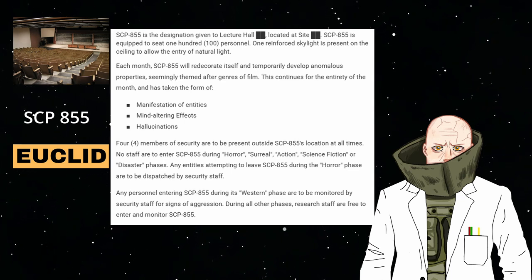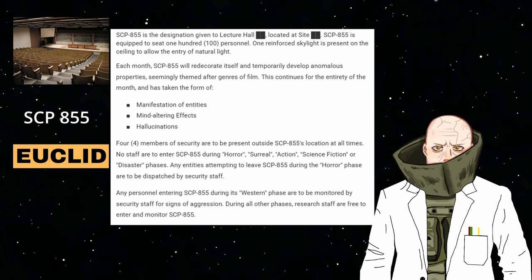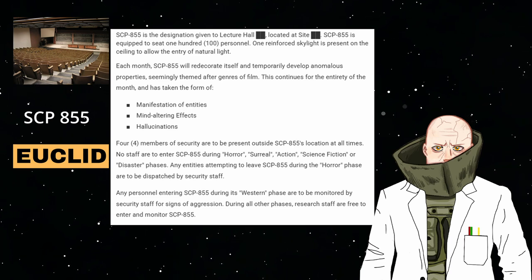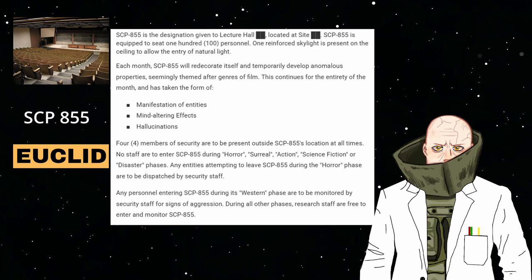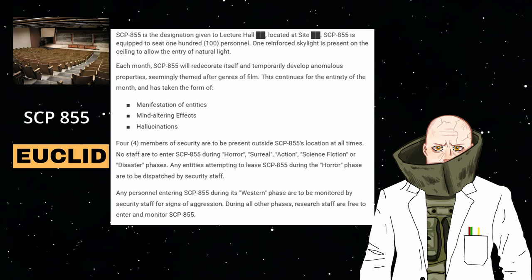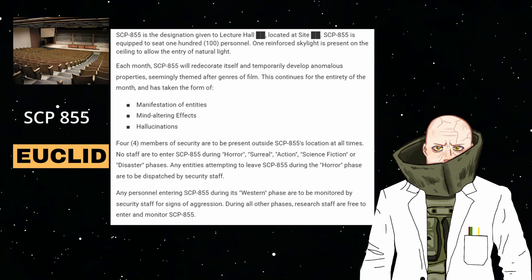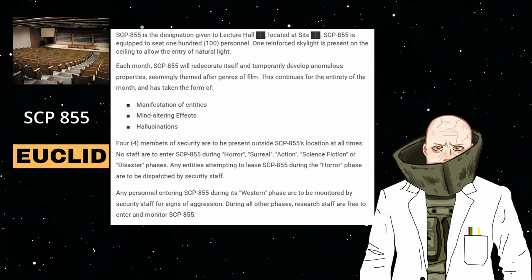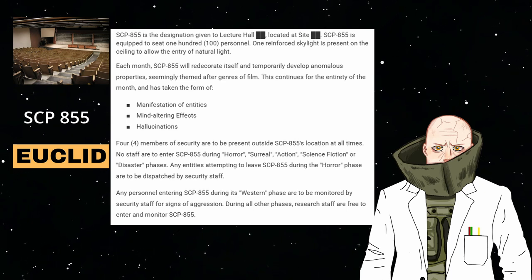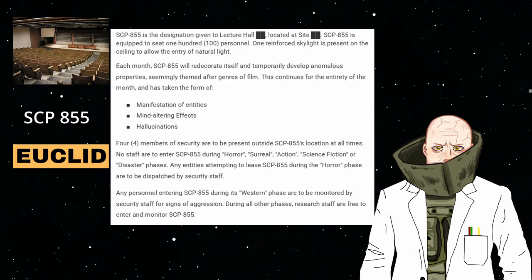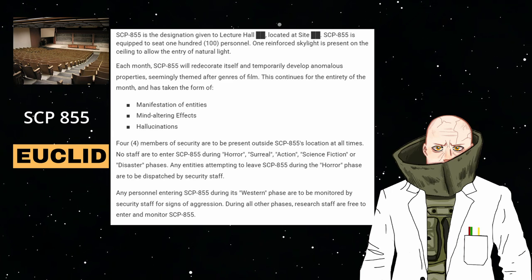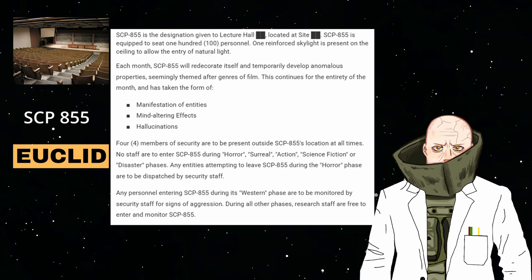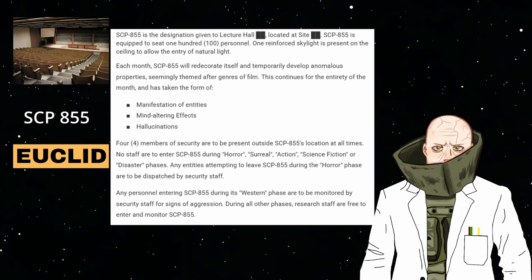4 members of security are to be present outside 855's location at all times. No staff are to enter 855 during horror, surreal, action, science fiction, or disaster phases. Any entities attempting to leave 855 during the horror phase are to be dispatched by security staff. Any personnel entering 855 during its western phase are to be monitored by security staff for signs of aggression. During all other phases, research staff are free to enter and monitor 855 as they please.